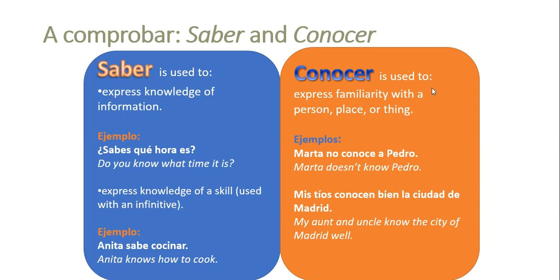Now, we're going to use conocer to express familiarity with a person, place, or thing. Por ejemplo, Marta no conoce a Pedro. Now, note, this is what's called the personal a.